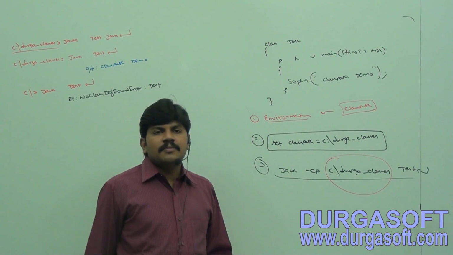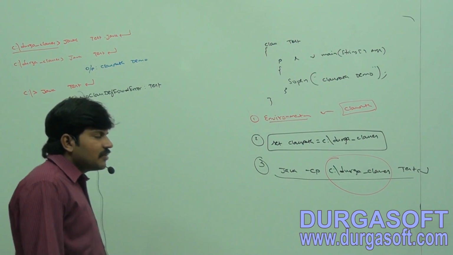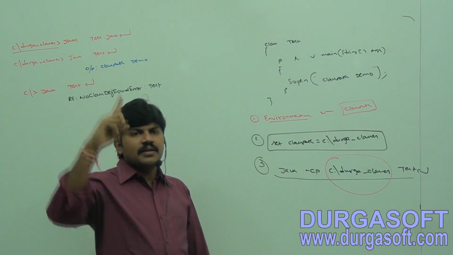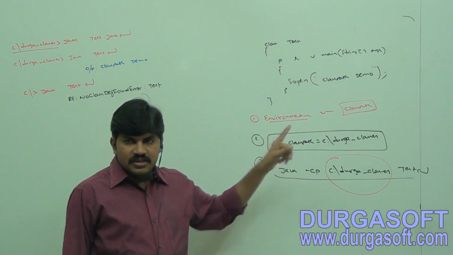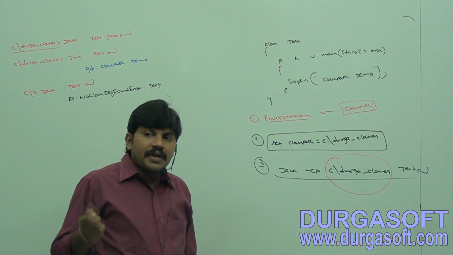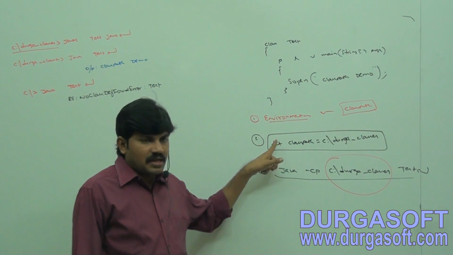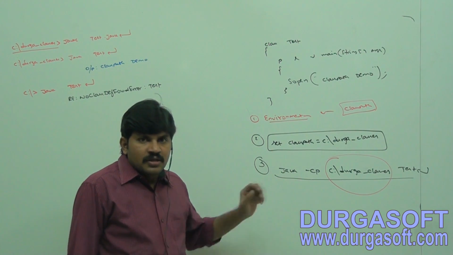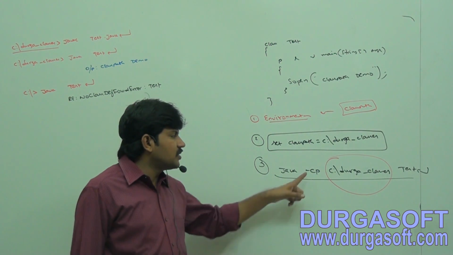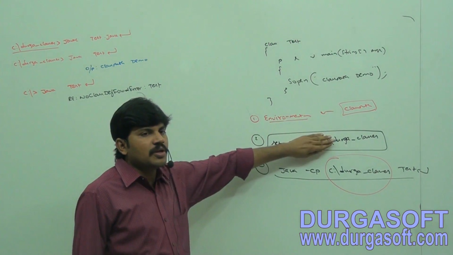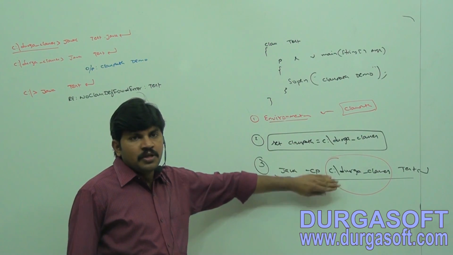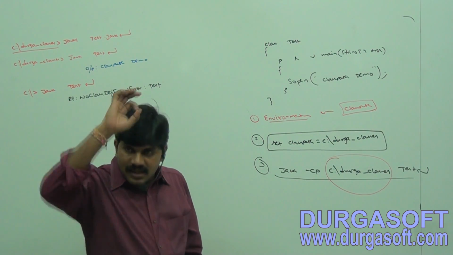Sir, in how many ways can we set the class path? Three ways. At a system level, by using the environment variable class path. The second way is at a command prompt level by using the set command. The third one is at a command level by using the -cp option. So the first one is permanent, the second is applicable only for the command prompt, and the third is applicable only for that command itself.